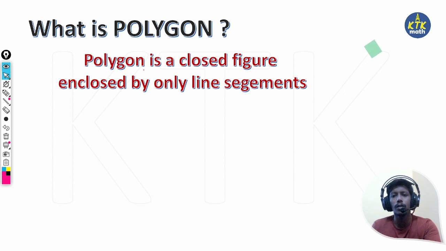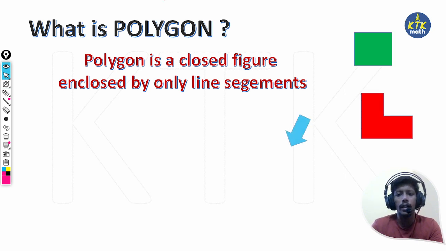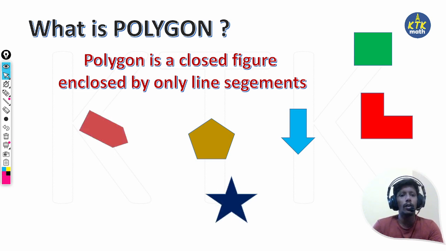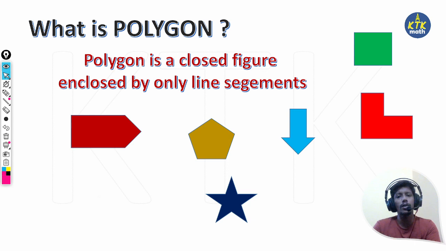Just have a look at a few more shapes I am displaying on the screen, all these are polygons. Even the star is called a polygon, because you can see the boundary of the star contains only line segments. So polygon is a common name for a shape which has line segments in its boundary. It should not have any curved part, otherwise it won't be called a polygon. I hope you got the exact definition of polygon, right? Once again I'll repeat, polygon is a closed figure enclosed by only line segments.